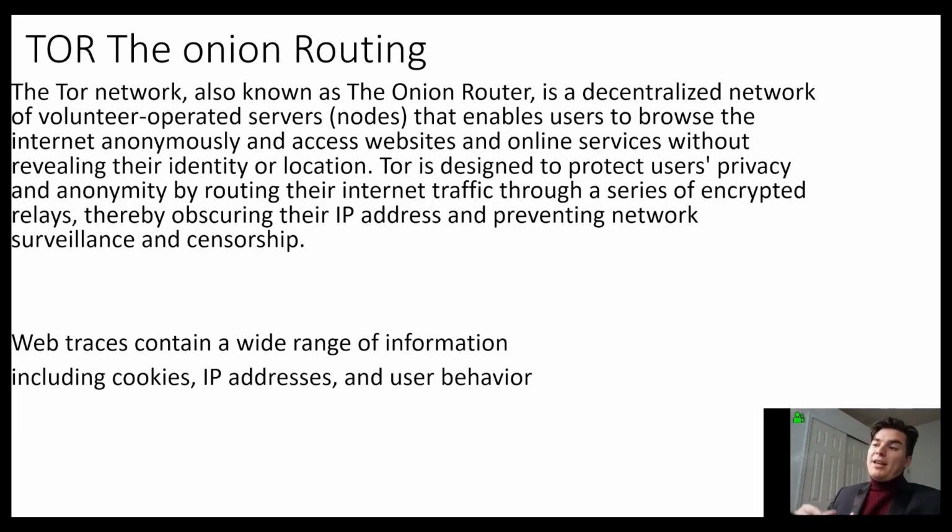Each relay, or the device that the communications are sent to, only knows the previous location where it was sent from. So if there were 5 relays, the 5th relay doesn't know the first location. It only knows the location of the 4th relay, and the 4th relay only knows the 5th relay and the relay behind it. So that's how it obscures your IP address and prevents network surveillance and censorship.